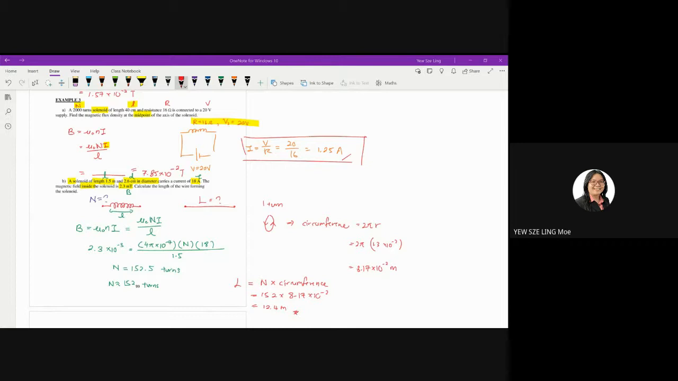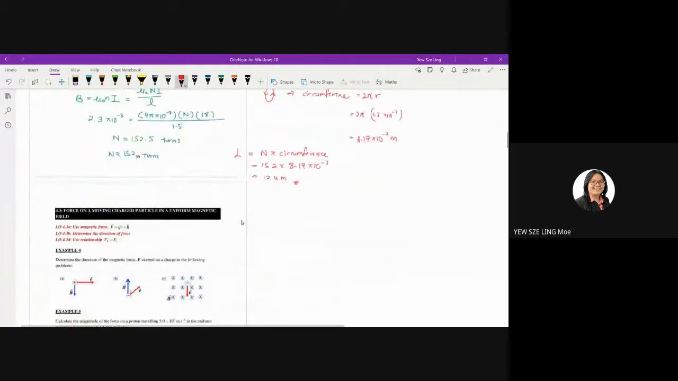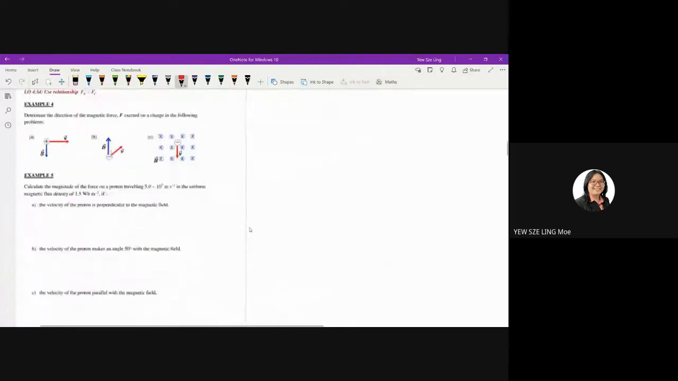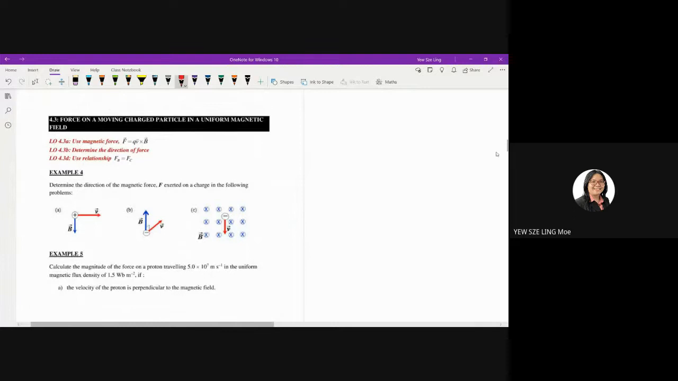Okay, so basically we're done with magnetic field. As you can see, magnetic field is very simple. The three examples given in your books actually already cover all sorts of questions that could be asked in a magnetic field. Dia tak susah kan? Kamu tengok 4 soalan ini macam senang je. Okay, so 4.3, now we are moving on to magnetic force.